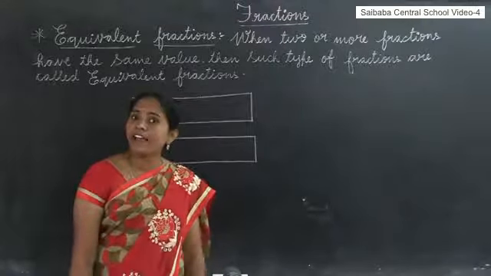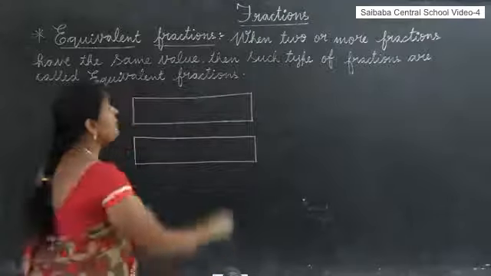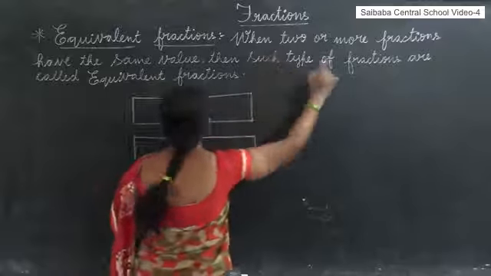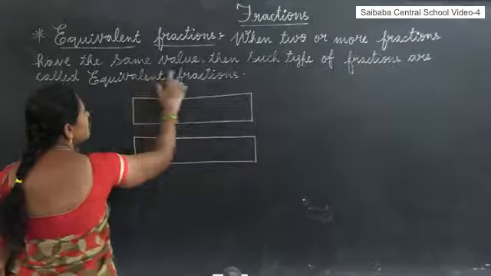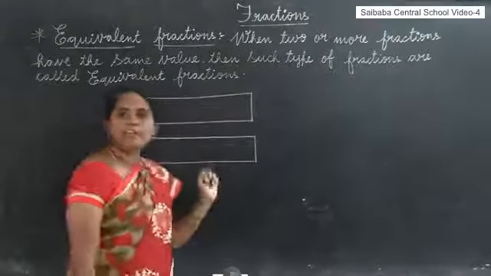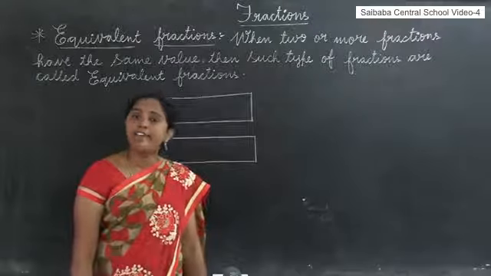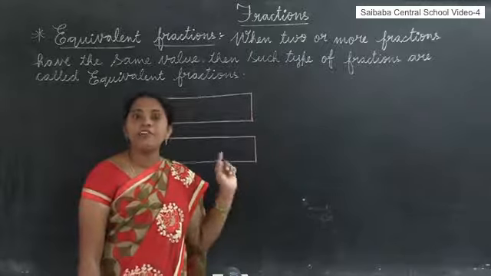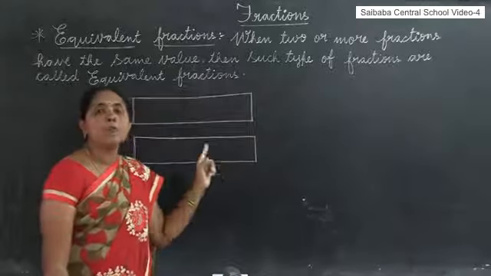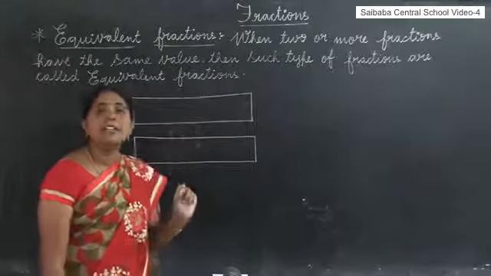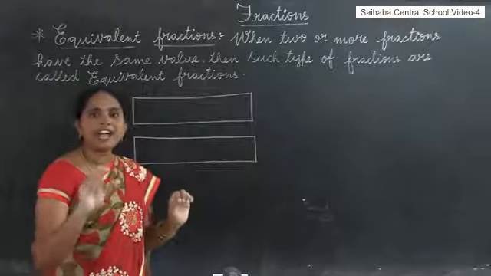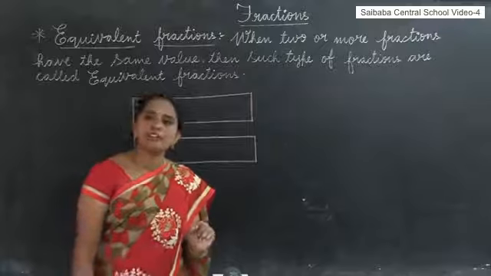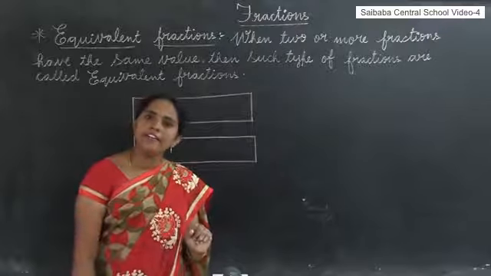What are equivalent fractions? Equivalent fractions means when two or more fractions have the same value, such types of fractions are called equivalent fractions. What are equivalent fractions? When two or more fractions have the same value. If the fractions have the same value, such types of fractions are called equivalent fractions.